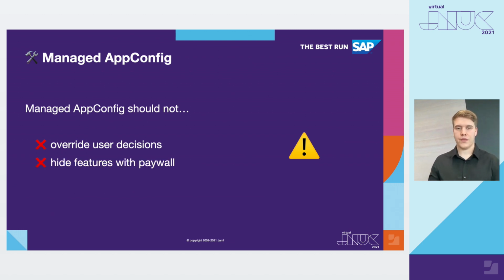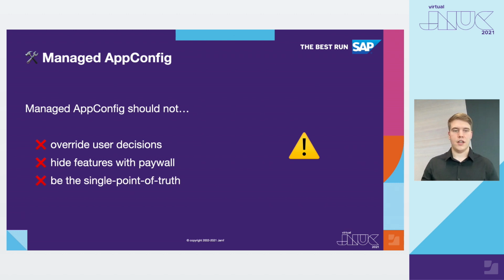Another thing you shouldn't do is hide features behind a paywall. So while AppConfig can be used to hide specific features or to enable, maybe, a soft launch of specific features, it should not be that you distribute specific features that are only paid for, and then you give them the key value pair needed to activate these features. That's not the intended way for AppConfig to be used.